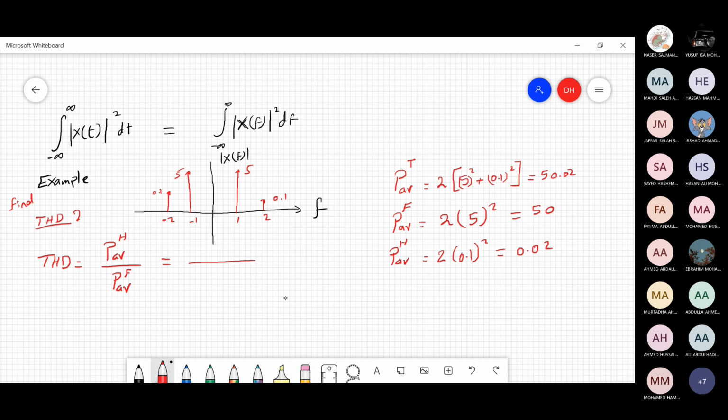It's equal to P average harmonic, which is 0.02, divided by P average fundamental, which is 50. And if you calculate this one, it becomes 0.04%, which means it is 0.0004. It's very nice, because in fundamental we have 5, and this harmonic I just have at 2, and magnitude is equal to 0.1, just 0.1.